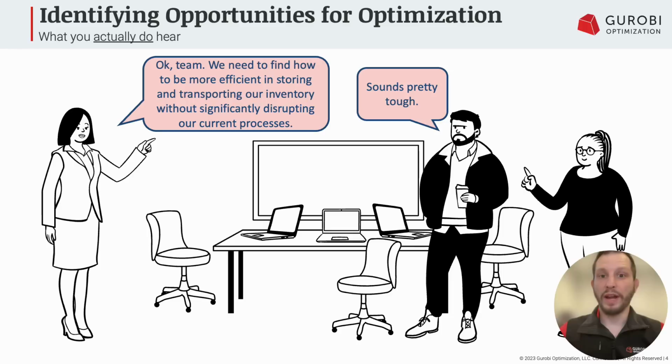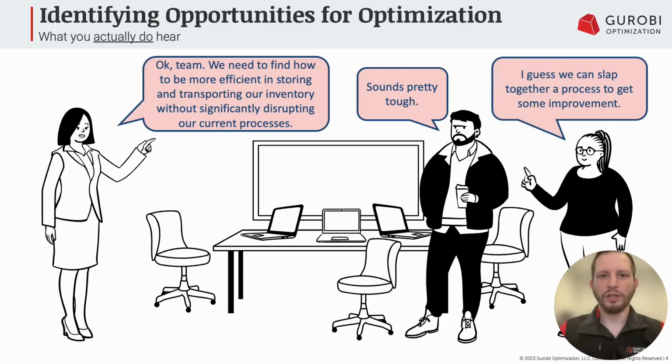You're wading through a big pool of options to say, how can I apply what I know in order to help gain some understanding for this very important problem that your team may be having? So when you have these vague instructions or vague guidelines, you say, okay, well, I guess we can just slap together some process to get some improvement, and maybe we can apply some smart rules to help maybe reduce some costs or things of that nature.